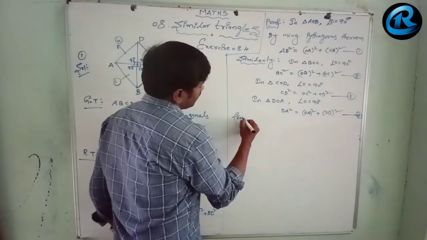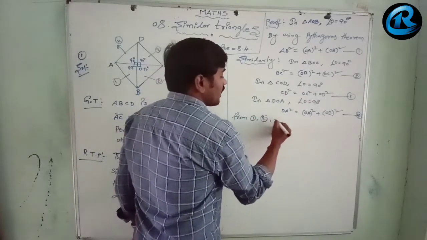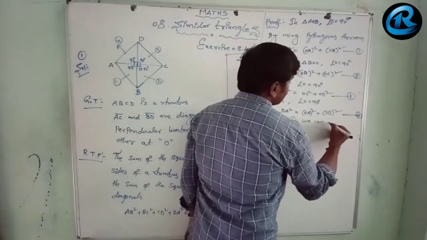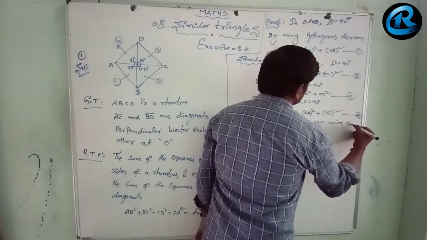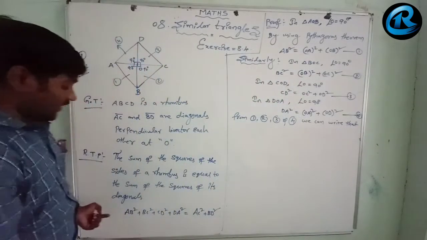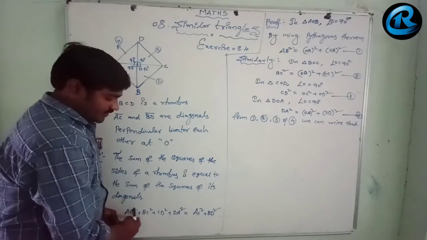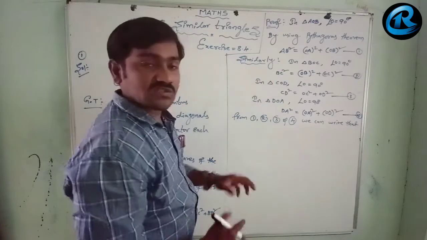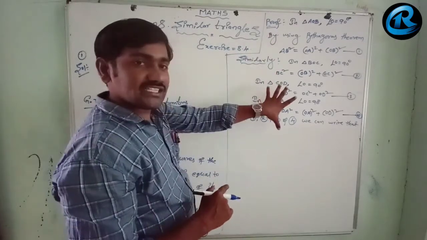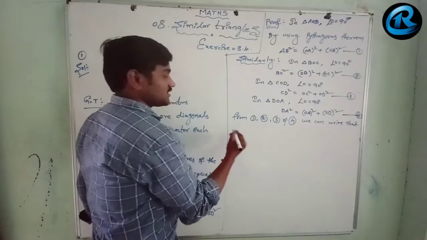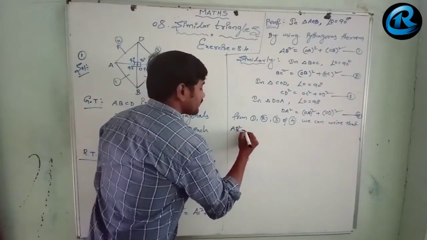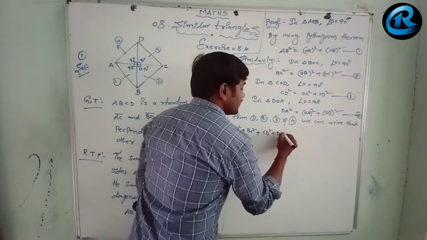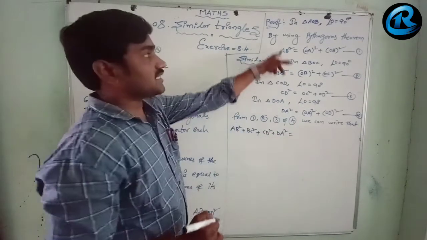From equation number 1, 2, 3 and 4, we can write that. What we can write? See, RTP is that we have to add all the sides like AB square, BC square, CD square and DA square. We need to add it, no? Let us add the LHS sides and RHS sides. What we get? AB square plus BC square plus CD square plus DA square, that equal. LHS sides I have added.